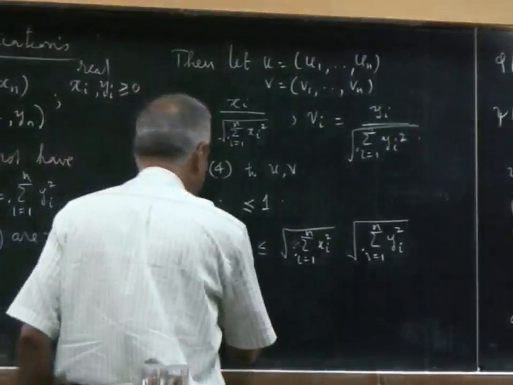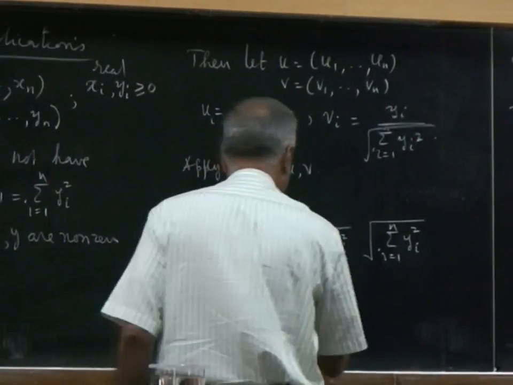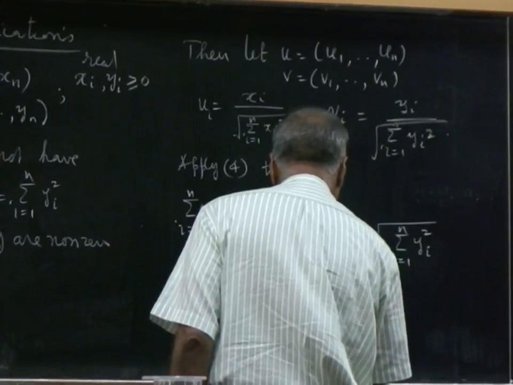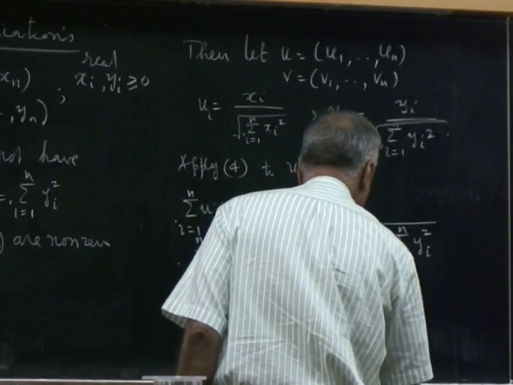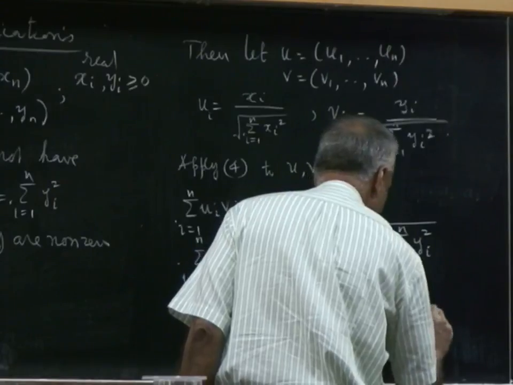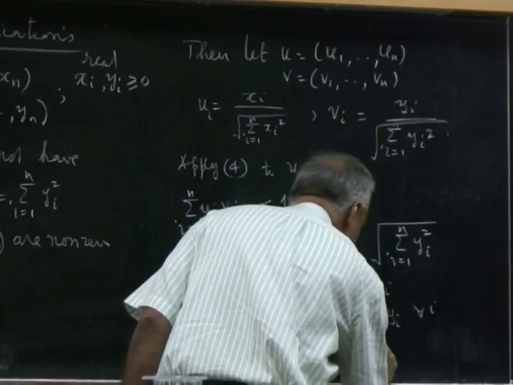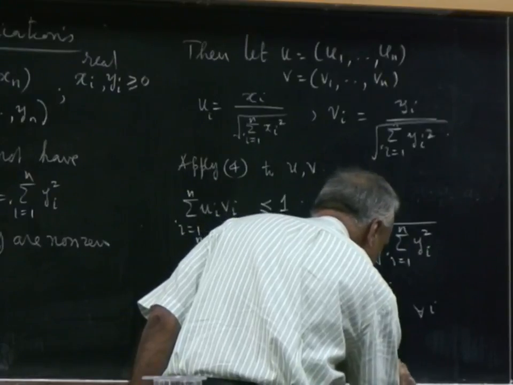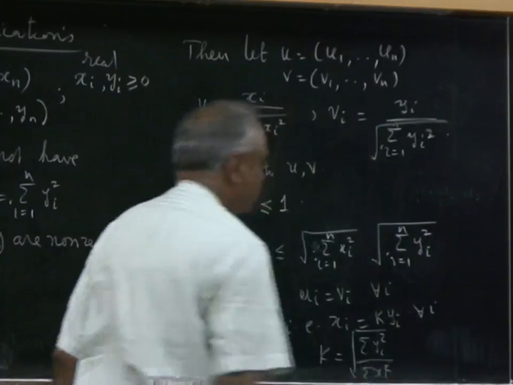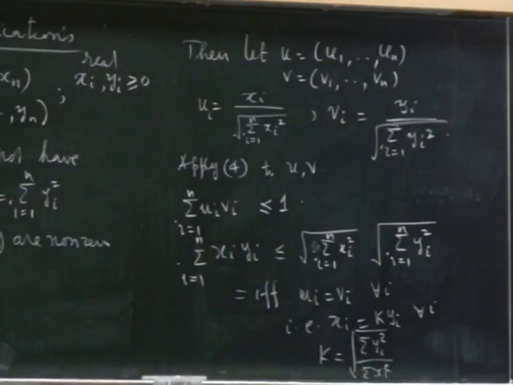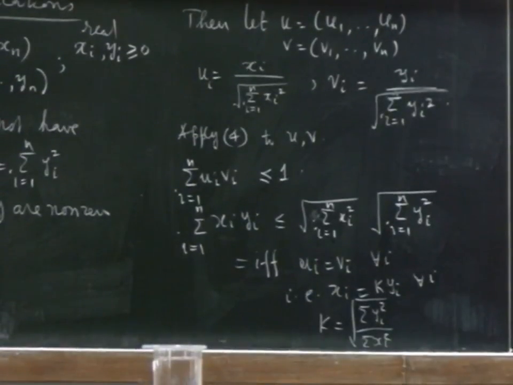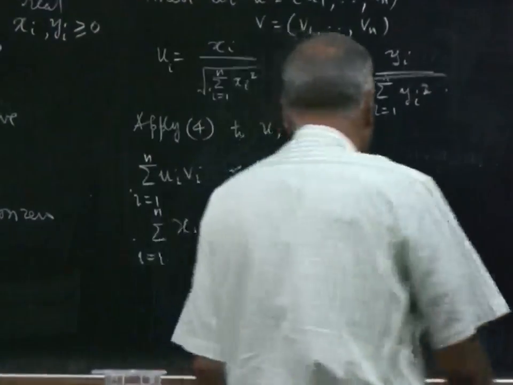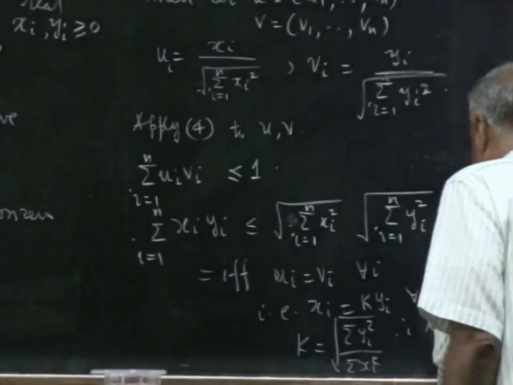So, equality holds only if ui equal to vi for every i, that is xi equal to some k times yi for every i, where k is that ratio. That is a number. Now, all the numbers have been added up, that is a constant now, it does not depend on i. Okay. So, therefore, x, y linearly depend.